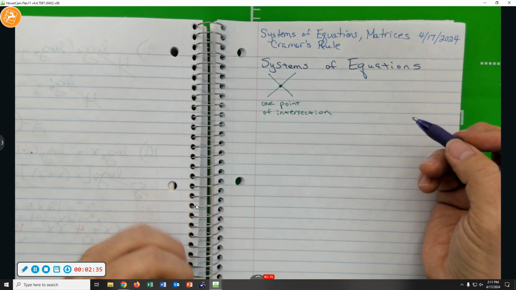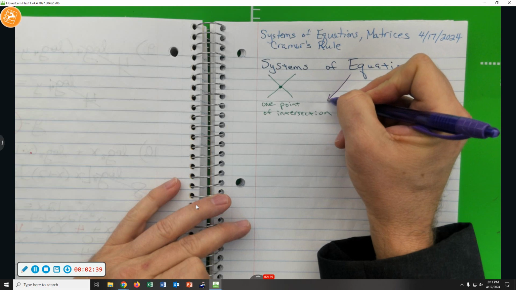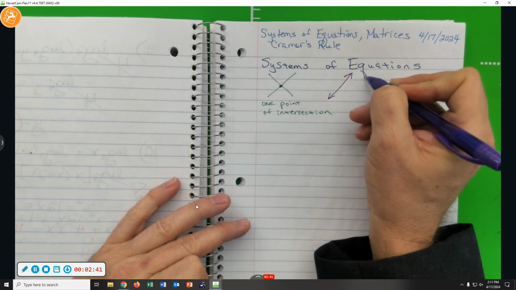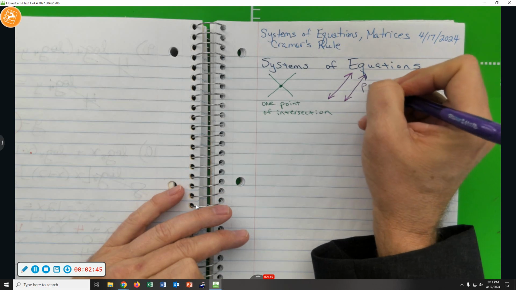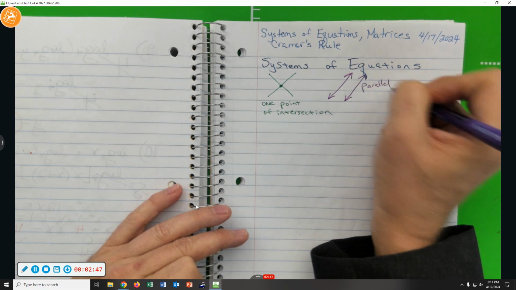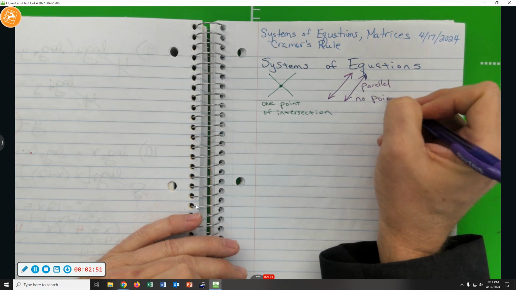The other possibility is they don't intersect at all. What do you call two lines that never intersect? Starts with a P. Parallel lines. Okay, they're parallel. So, no point of intersection.